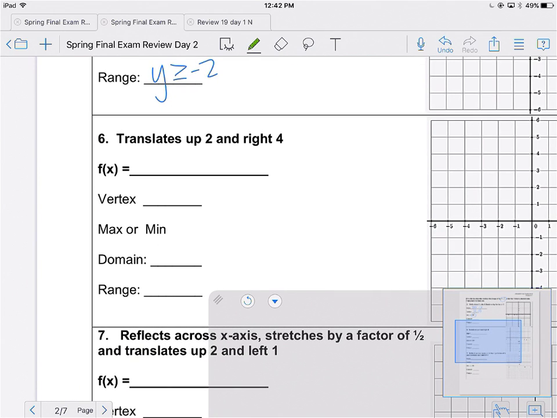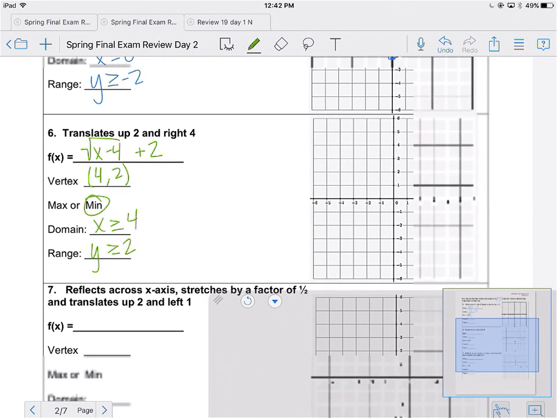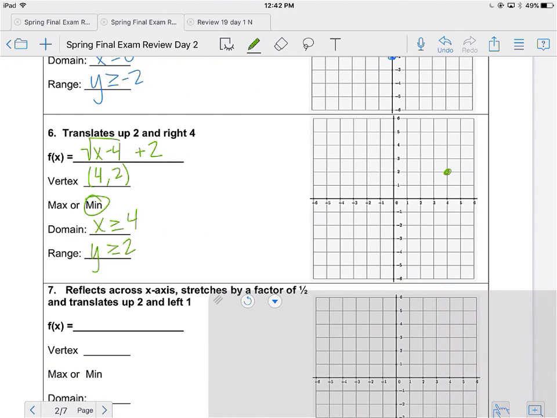Problem 6, we go up 2 and right 4. There's nothing in front, so I just go ahead and get started. Vertex is a positive 4, positive 2. This will have a minimum because there's no negative. Domain is greater and range will also be greater. So I go to 4, 2 and follow my 1, 1, 3, 1 pattern because there's no numbers in front, and I double checked.